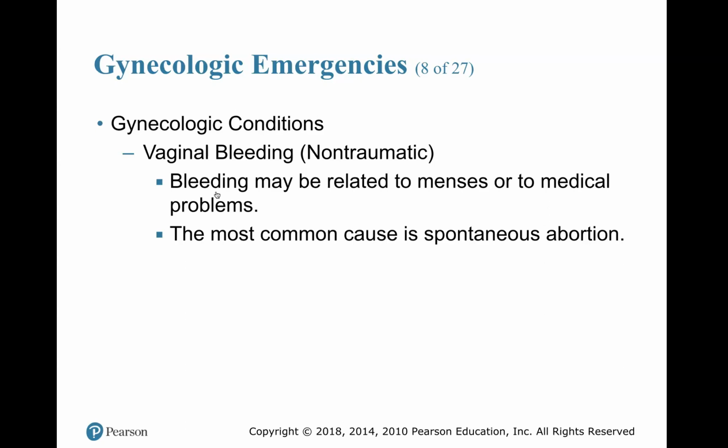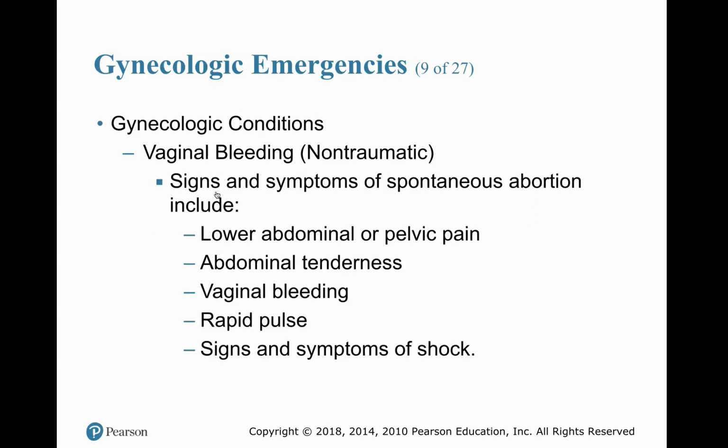Nontraumatic vaginal bleeding. Bleeding may be related to menses or to medical problems. The most common cause is spontaneous abortion. Spontaneous abortion is a miscarriage. Signs and symptoms of a spontaneous abortion include lower abdominal or pelvic pain, abdominal tenderness, vaginal bleeding, rapid pulse, and signs and symptoms of shock.